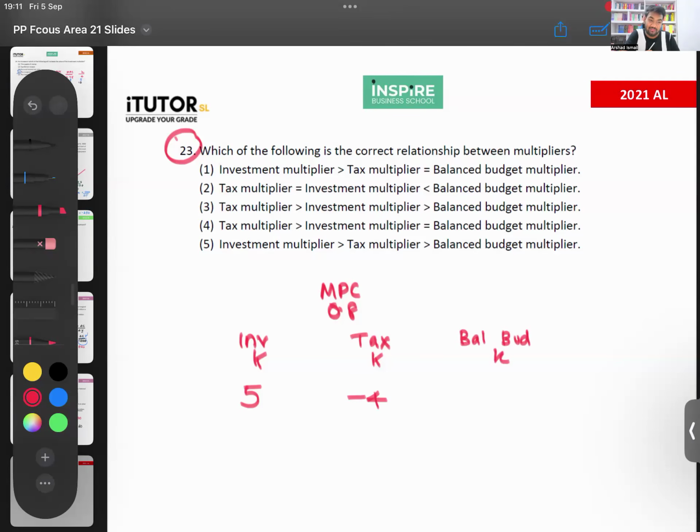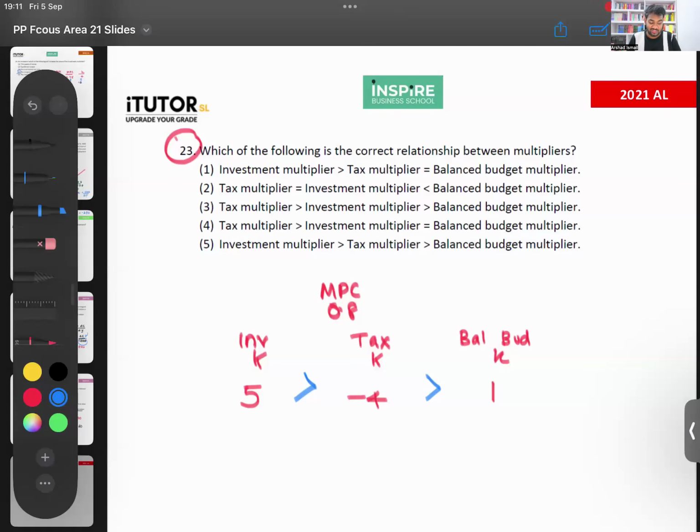How much is my balance budget multiplier? Balance budget multiplier, every time it is 1. Okay. So then, what's the relationship? Forget about the pluses and minuses here, right? We're talking about the multiplier. How many times does it multiply? So your investment multiplier is greater than your tax multiplier. Investment multiplier has a 5 times effect. Tax multiplier has a 4 times effect. Balance budget multiplier has only a 1 time effect.